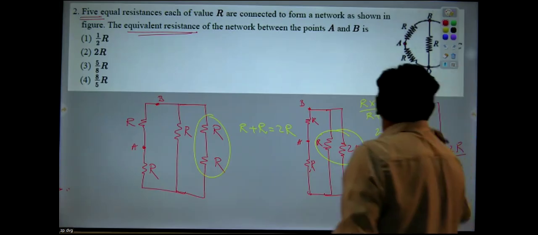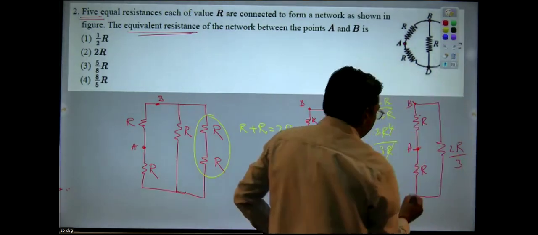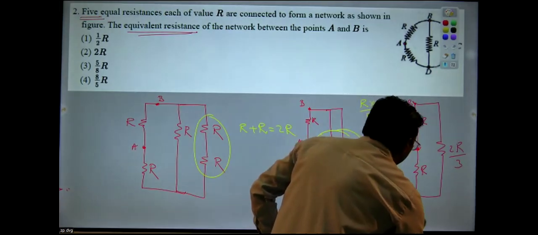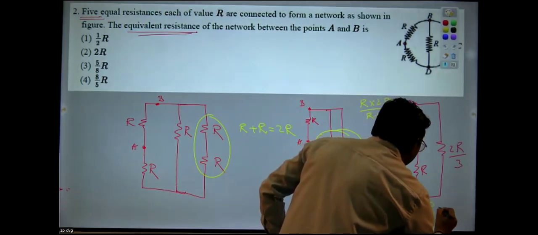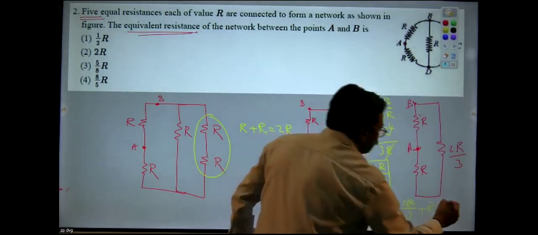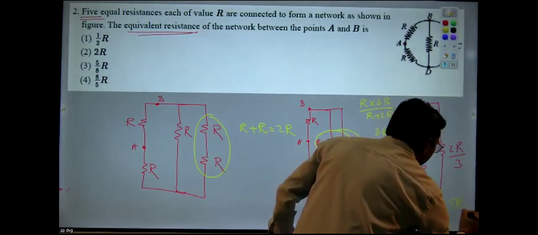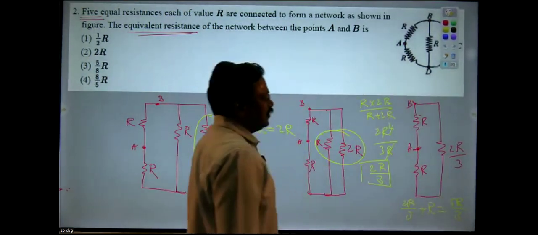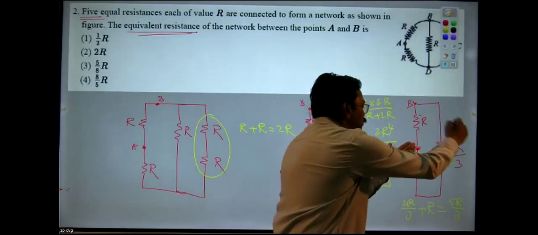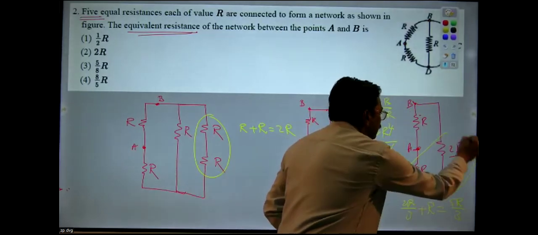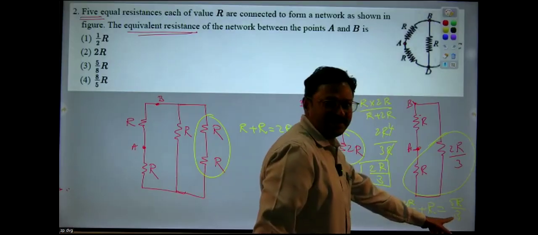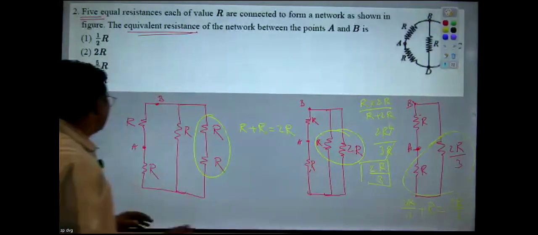So if you add them, you will see that 2R by 3 plus R, what does it come to? 3R plus 2R is 5R by 3. So 5R by 3 is the equivalent resistance. If you add all the resistances except this one R, the resistance you get is 5R by 3. Okay. Now let's come to the last diagram.